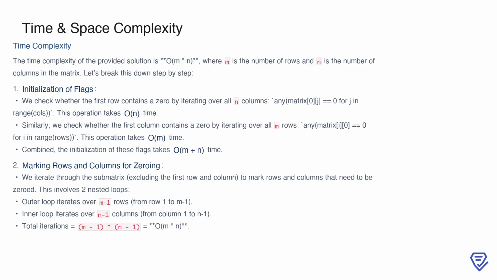First, we initialize two flags to determine whether the first row or the first column contains any zeros. To do this, we iterate through all n columns of the first row, which takes O(n), and similarly, we iterate through all m rows of the first column, which takes O(m). Together, initializing these flags takes O(m+n) time. Next, we move on to marking the rows and columns that need to be zeroed. This is done by iterating through the submatrix, meaning all rows except the first and all columns except the first. Here, two nested loops are used, one for the rows and one for the columns, resulting in (m-1)*(n-1) iterations, which simplifies to O(m*n).